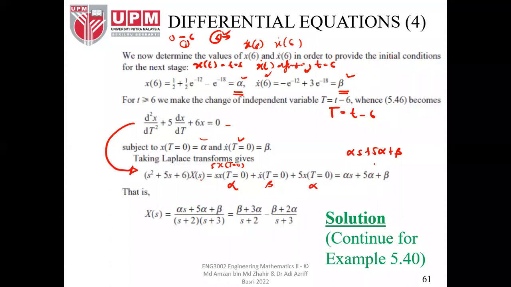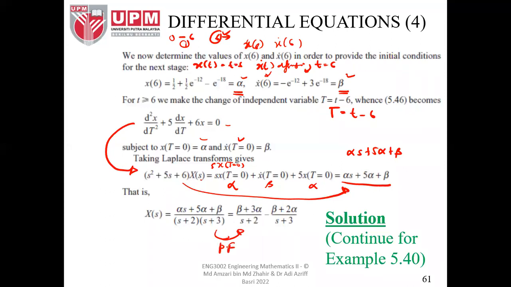From here, you will get the function in terms of alpha and beta. X(s): you bring this one to the right side, divided by this one, and simplify it. So you have s plus 2, s plus 3 for the denominator. Your function will be alpha s plus 5 alpha plus beta over s plus 2 times s plus 3. From here, you need to do your partial fraction. In this course, you need to be good in partial fractions. Then you will get beta plus 3 alpha over s plus 2 minus beta plus 2 alpha over s plus 3.